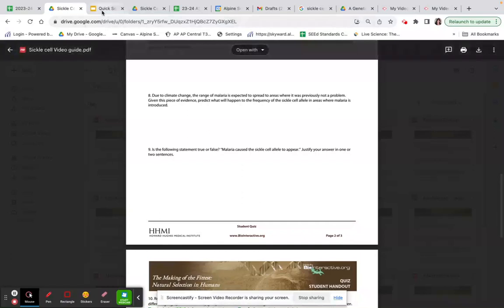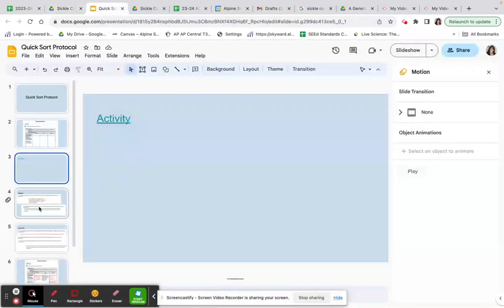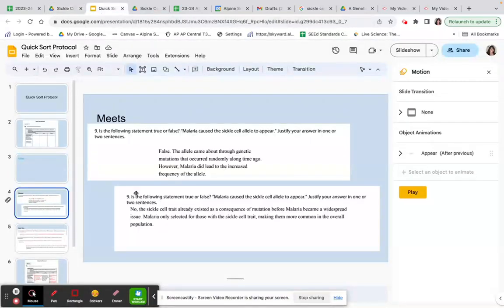So what I had students do was they finished the activity, and then I collected the papers. Some of the students submitted online, and then I just went through and sorted them. So I read only their answers to number 9 and put them into categories of whether they were not yet or meeting or exceeding the category.